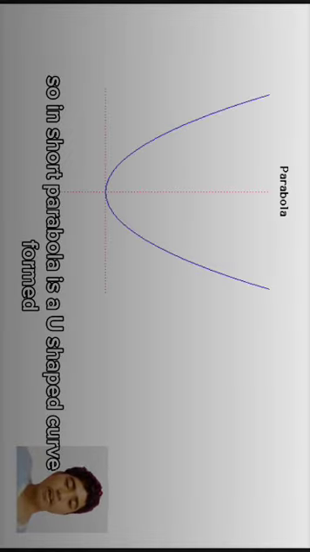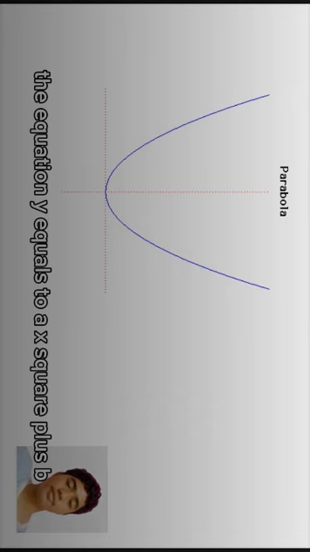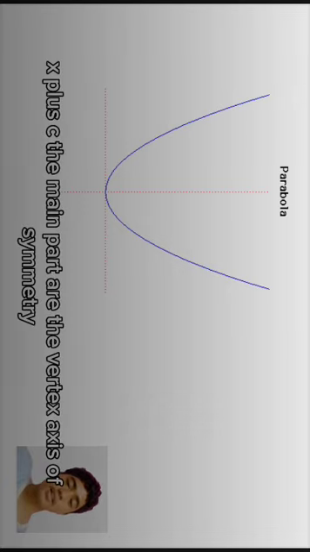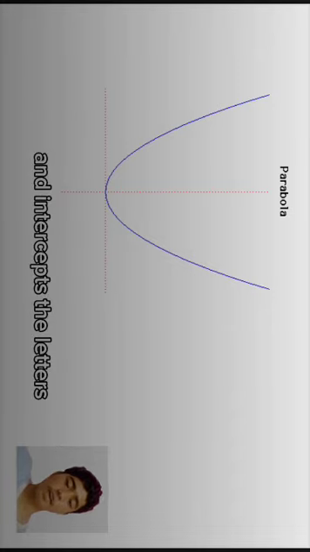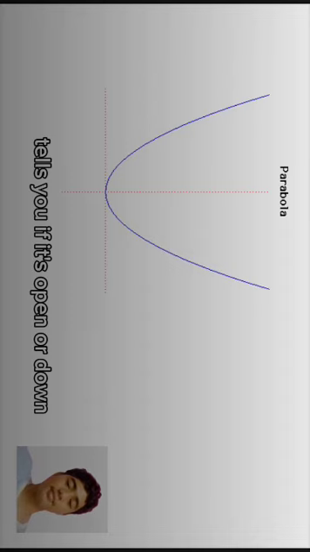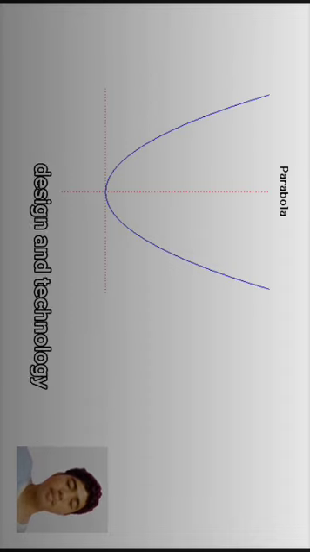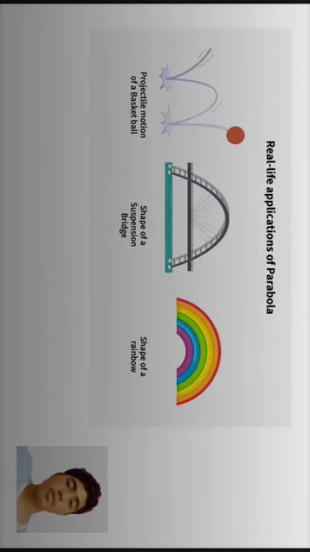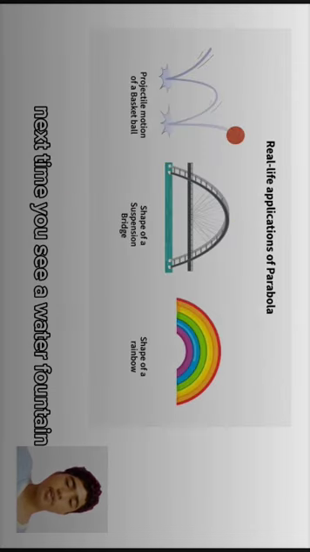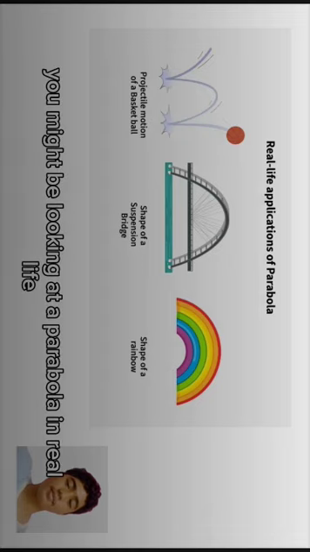So in short, a parabola is a U-shaped curve from the equation y equals ax squared plus bx plus c. The main parts are the vertex, axis of symmetry, and intercepts. The letter a tells you if it opens up or down. Parabolas are everywhere in sports, design, and technology. Next time you see a water fountain or a basketball in midair, you might be looking at a parabola in real life.